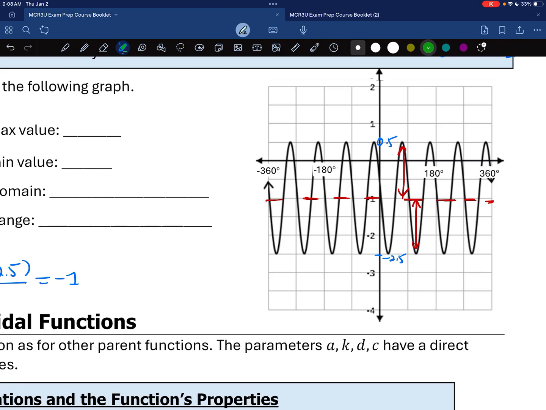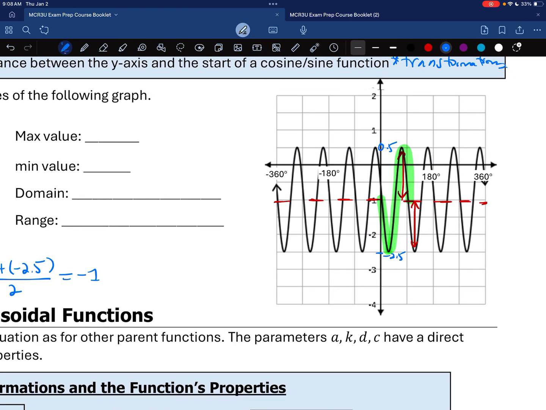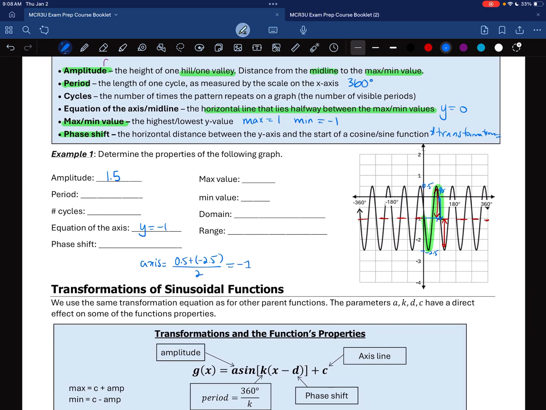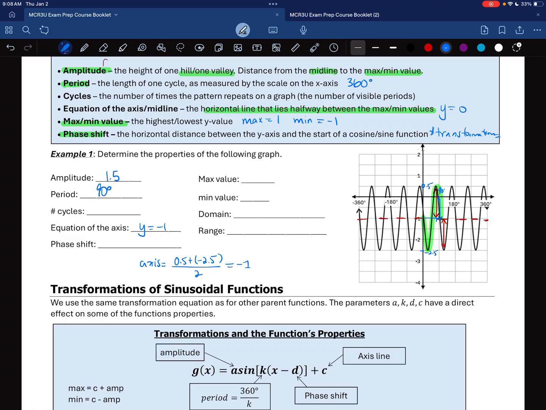I think that's what I'll do here, is I'm going to find the distance from here to there. So there's one cycle. So that means we're starting at 0 degrees and going to, this would be 90 degrees. So that's going from 0 to 90 degrees. So therefore my period is 90 degrees.